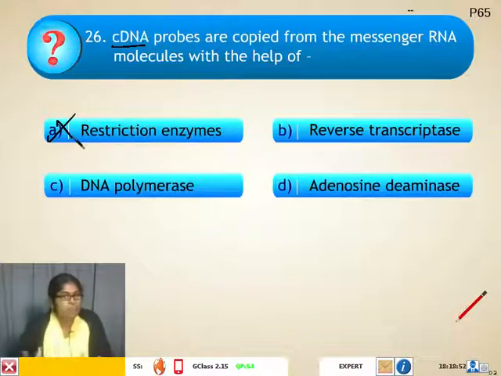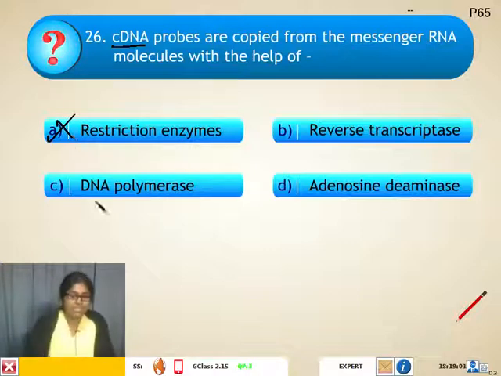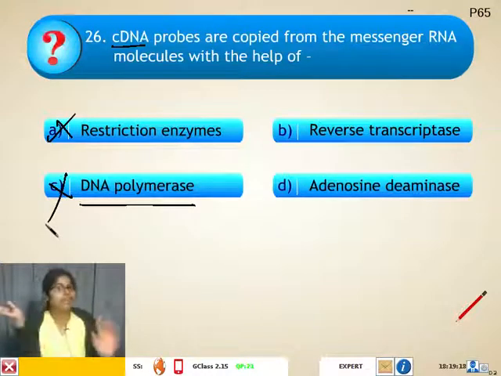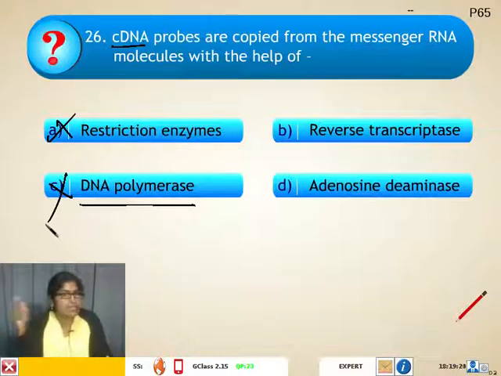Next option, DNA polymerase. Come on, tell me the function of DNA polymerase. Very good. It's the enzyme we need for DNA replication, right? For adding deoxyribonucleotides to the growing chain. So again, this is not the enzyme. Here we are not synthesizing DNA from mRNA, but we are duplicating DNA. So this enzyme is out of the question now.